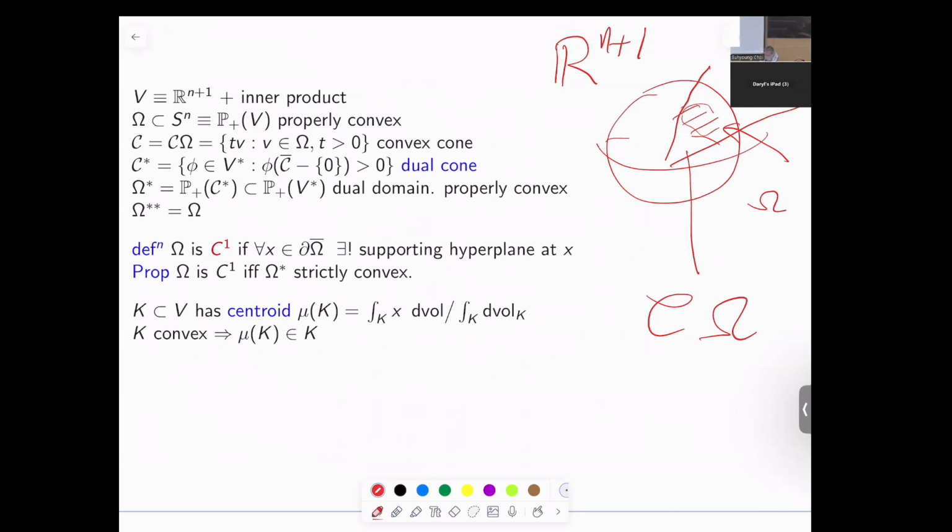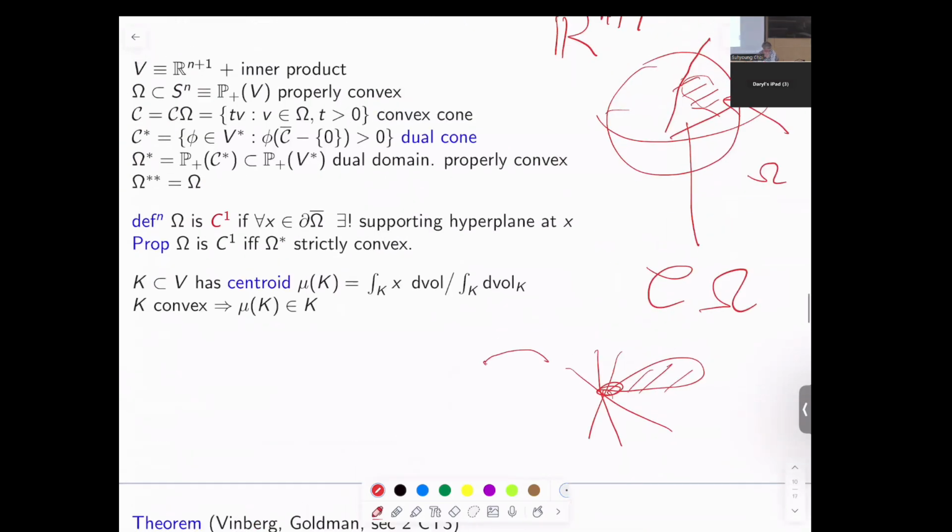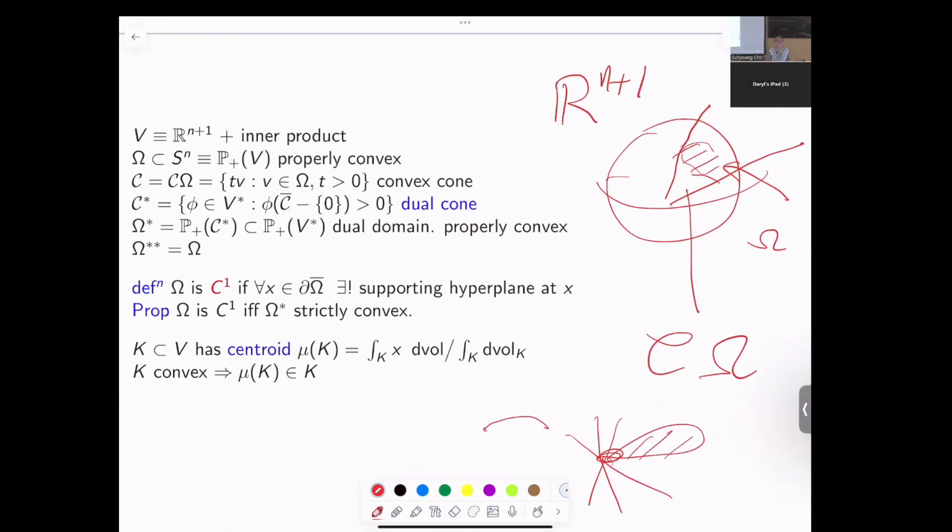The domain is called C1 if there's a unique supporting hyperplane. So if I have this region here, there's more than one supporting hyperplane at this point. So this domain is C1 except here at one point. It's a proposition that a domain is C1 if and only if the dual domain is strictly convex. So line segments in the boundary of the dual domain correspond to non-C1 points. And next time, I'll start talking about deformation theory.